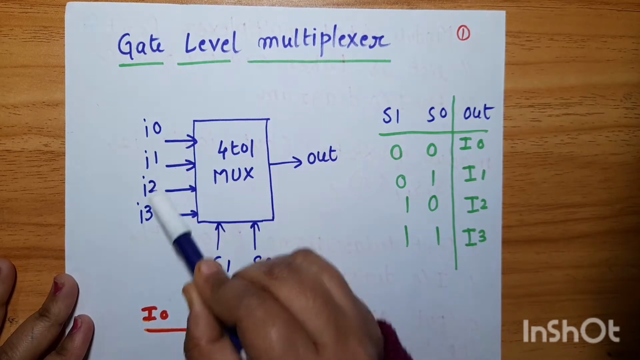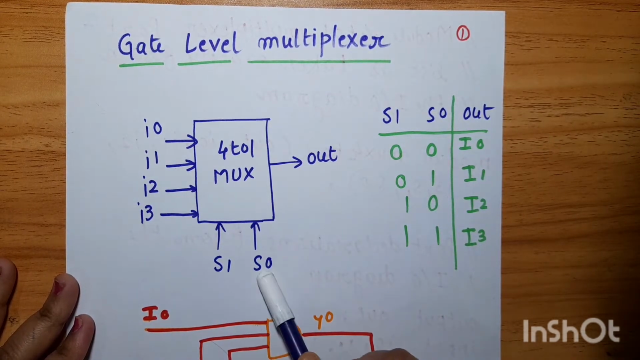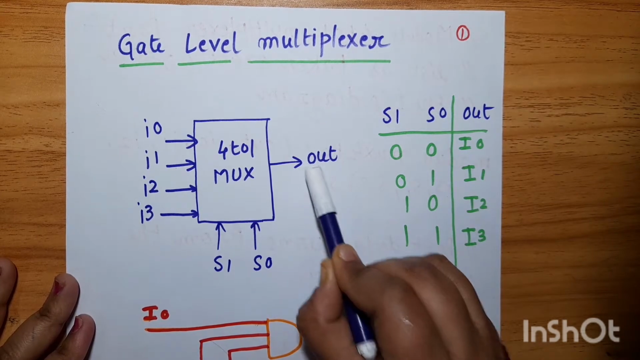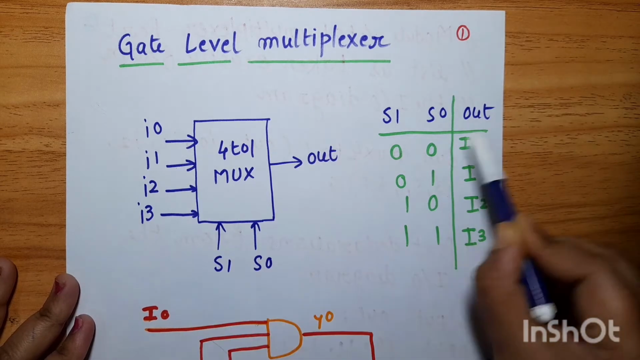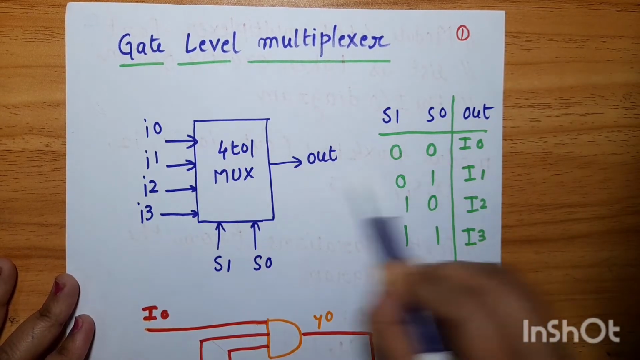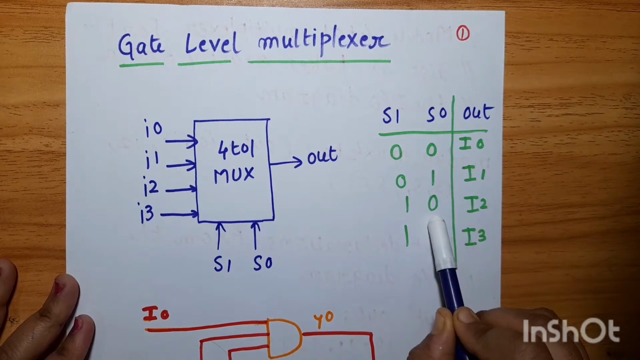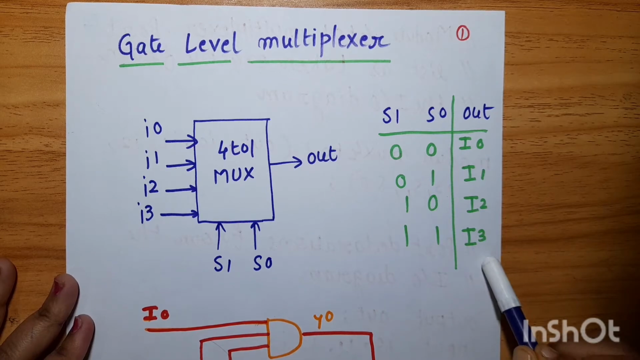I0, I1, I2, I3 are the four inputs of the mux. S1 and S0 are the select lines, and out is the output. When the select line is 0, 0, out is I0; select line 0, 1, out is I1; select line 1, 0, out is I2; select line 1, 1, out is I3.